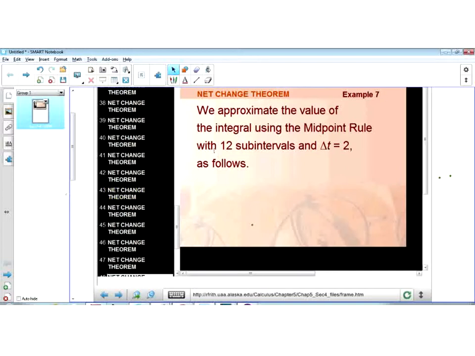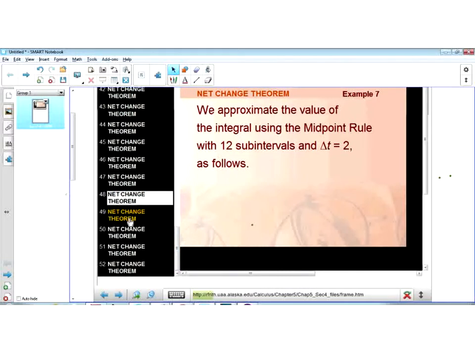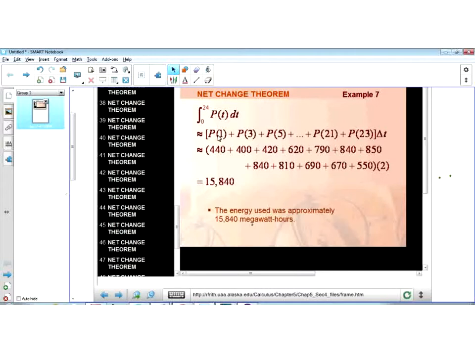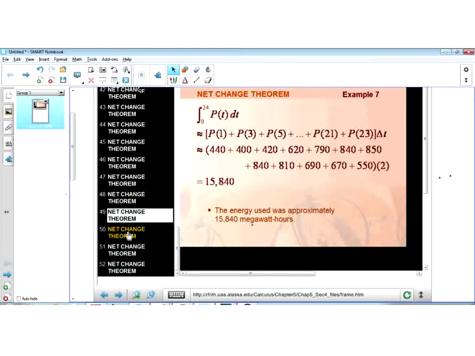We approximate the value of the integral using the midpoint rule with 12 subintervals in delta t as follows. So they're using the midpoint rule, good grief. All right. Well, anyway, 12 intervals, the midpoint, so 1, 3, 5, up to 23, times delta t, which is 2, because they're splitting the length from 0 to 24 into widths of 2, so the area under the curve. So the energy used was approximately 15,840 megawatt hours. So they used the midpoint rule from that previous graph.